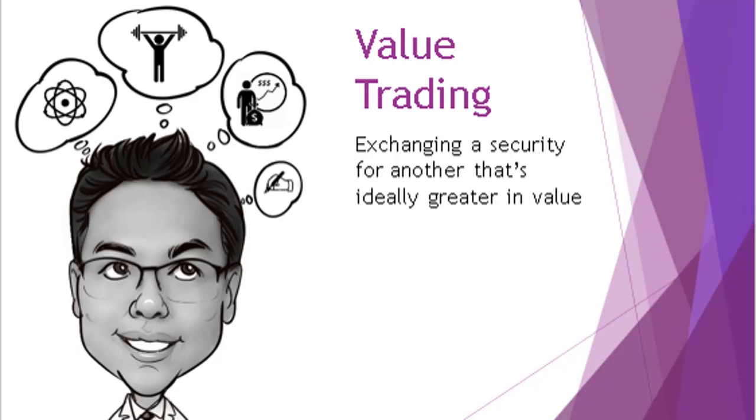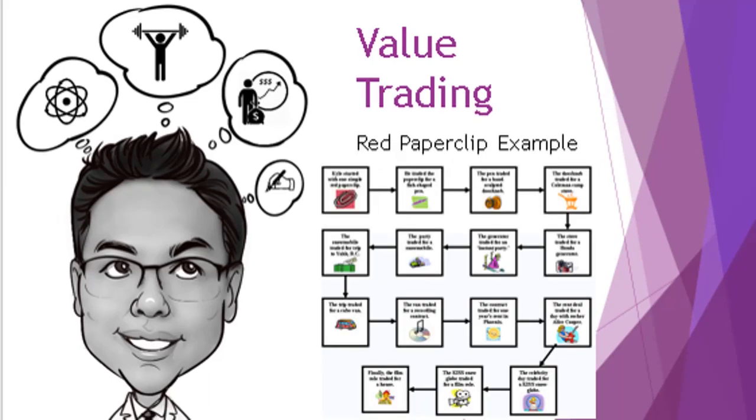Let's take a quick look at a famous example of value trading. This example is known as One Red Paperclip by Kyle McDonald. I'll leave a link in the description below about his book, so if you're interested, you can read more about it. Anyways, the story goes that Kyle started off with one red paperclip, and he wanted to see if he could trade that one red paperclip for something greater in value and how far this experiment could take him.